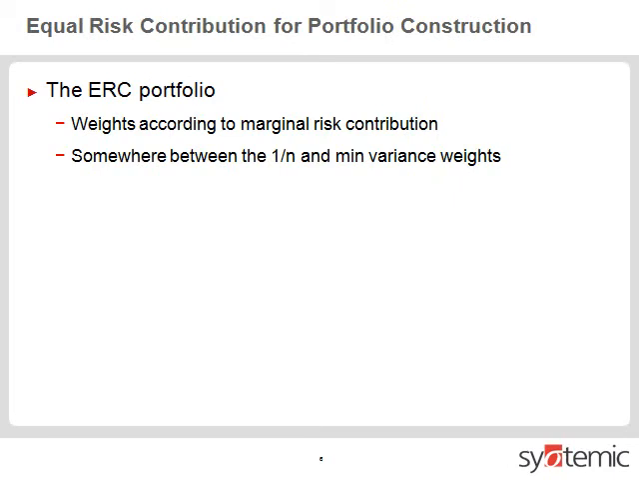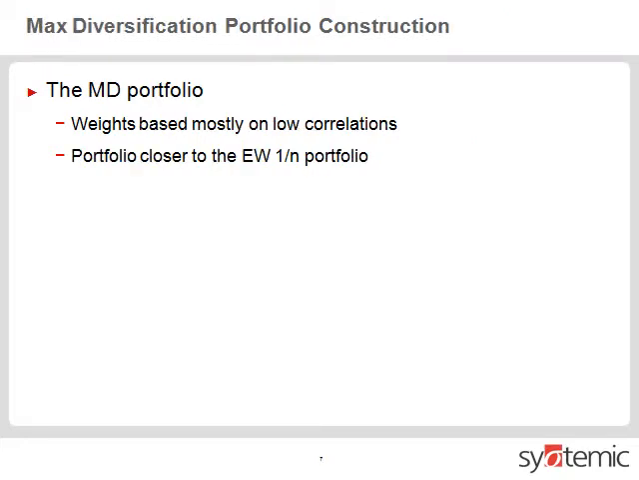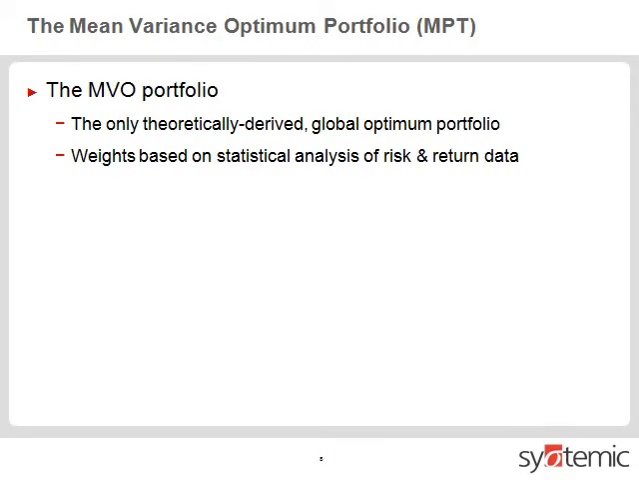Then we have the equal risk contribution portfolio, where the weights are according to a marginal risk contribution, and it's somewhere between the 1/n and minimum variance weights. Then we have the maximum diversification portfolio, which has weights based mostly on low correlations, and this portfolio is closer to the 1/n portfolio, or the equal weight. Finally, we have the minimum variance optimum portfolio, which is the only theoretically derived global optimum portfolio, where the weights are based on statistical analysis of risk and return data.